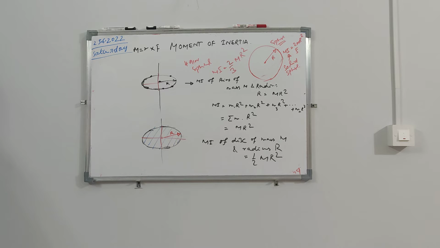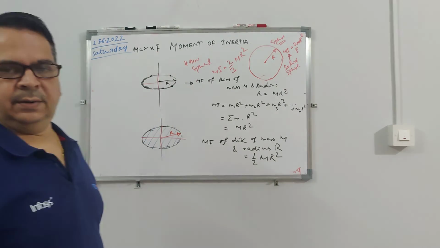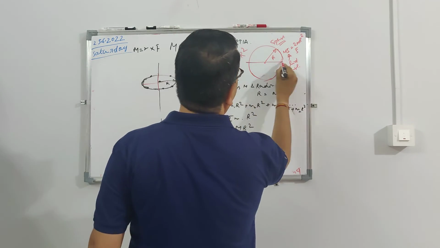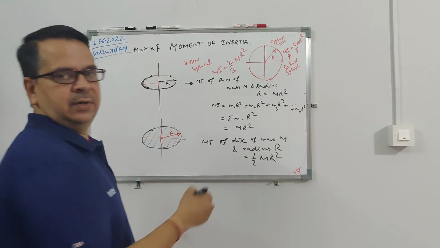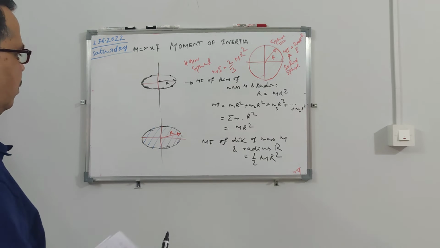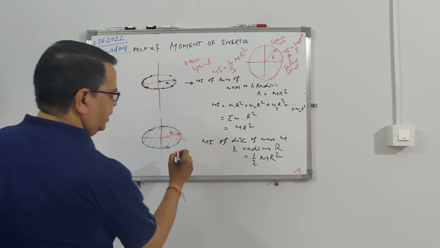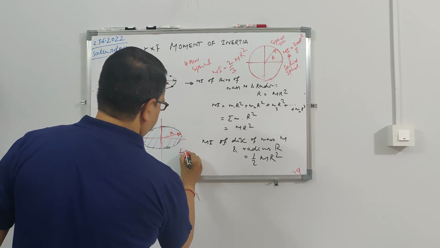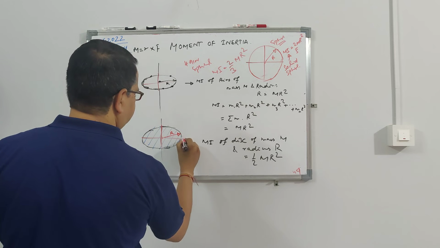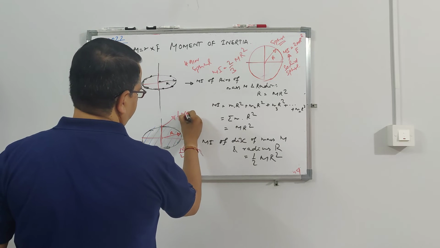And these sphere values are also about the diameter. So this will have a diameter and this will have a diameter. Why am I telling you about the diameter? Because about this diameter it will be half mr square, horizontal. And about this diameter also it will be half mr square.